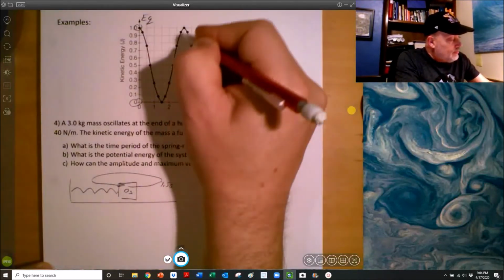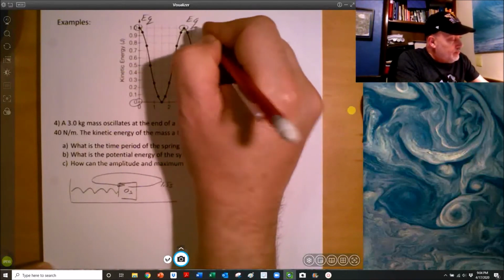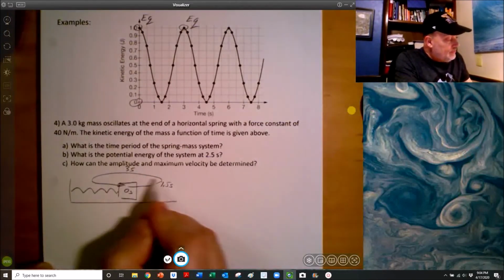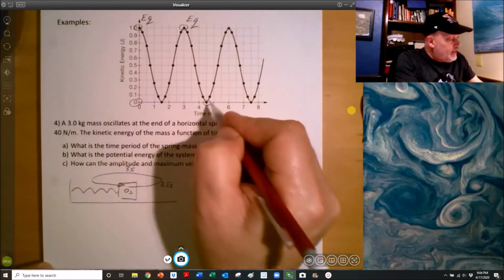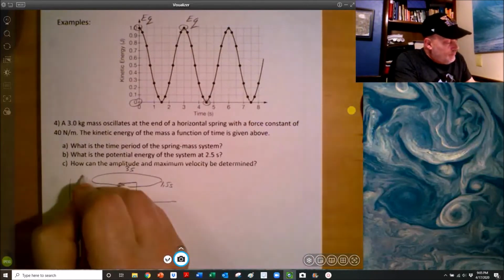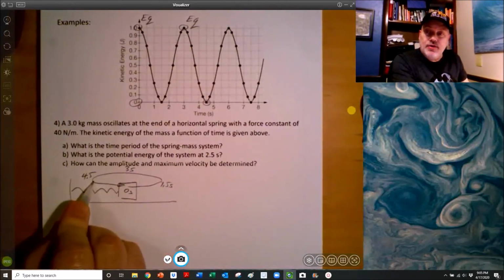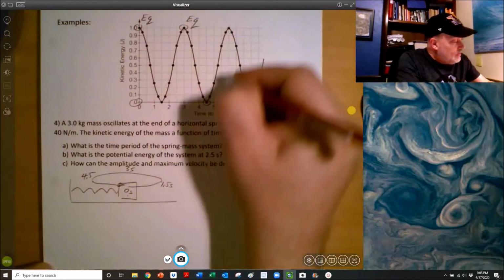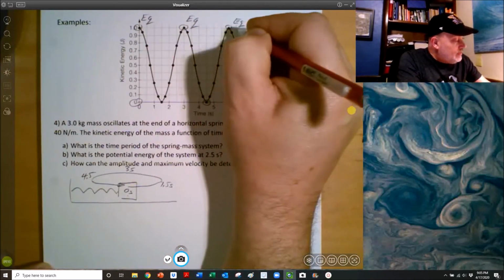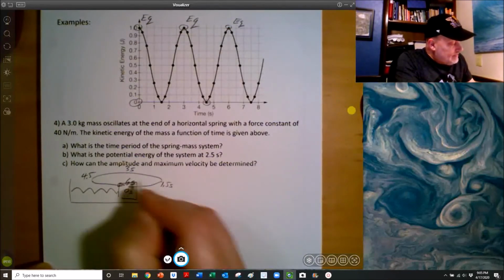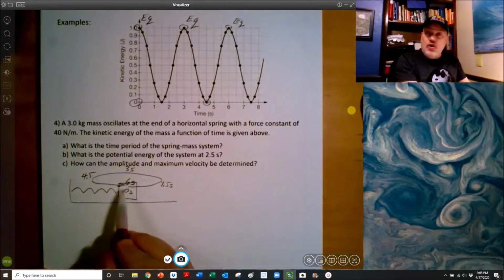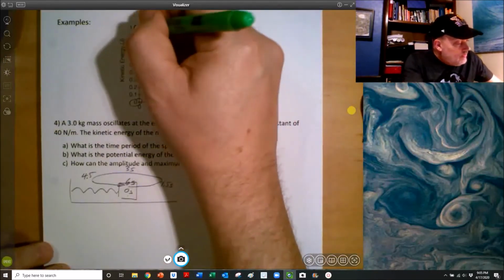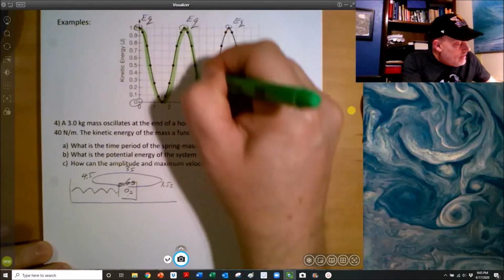And then it rockets back to equilibrium, and that would be over here at, what is that, 3 seconds. And then it goes all the way back down to 0 energy at 4.5 seconds when it's at the other amplitude. And then it swings back towards the center at the equilibrium right there at 6 seconds. So it's a full 6 seconds before it has reached one time period. So this is an entire time period.